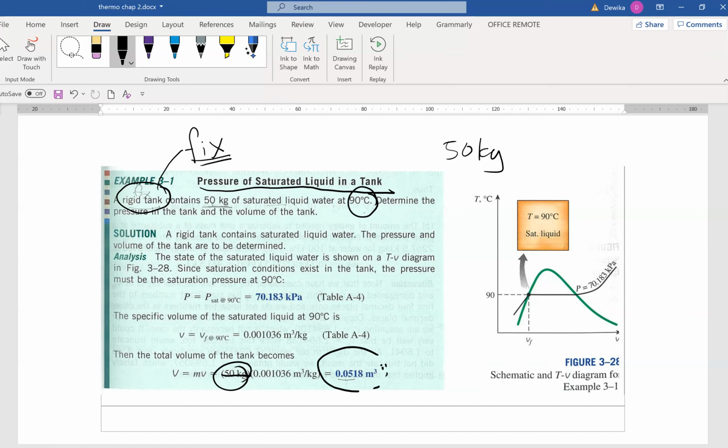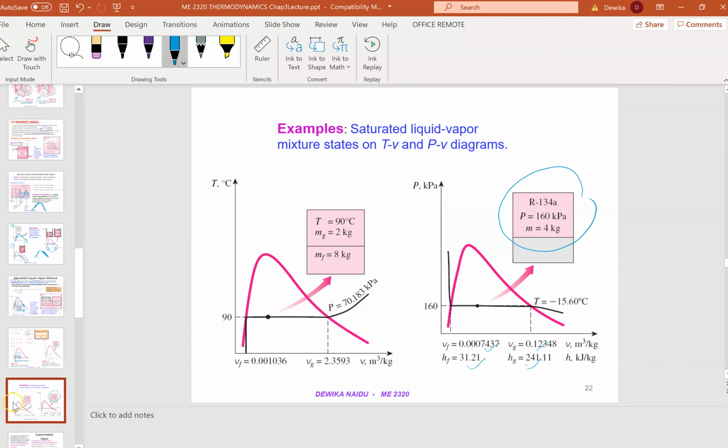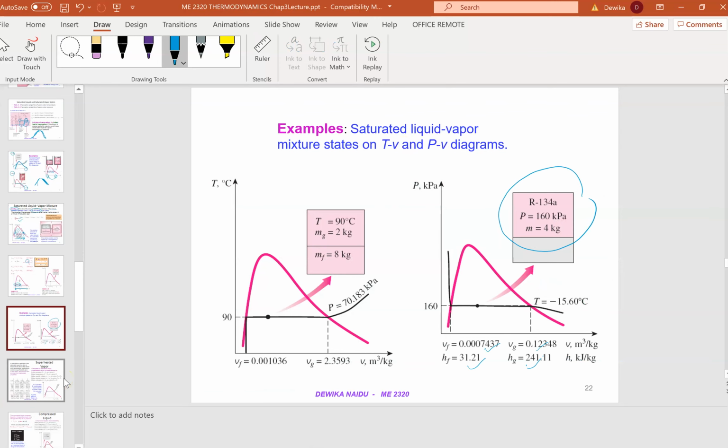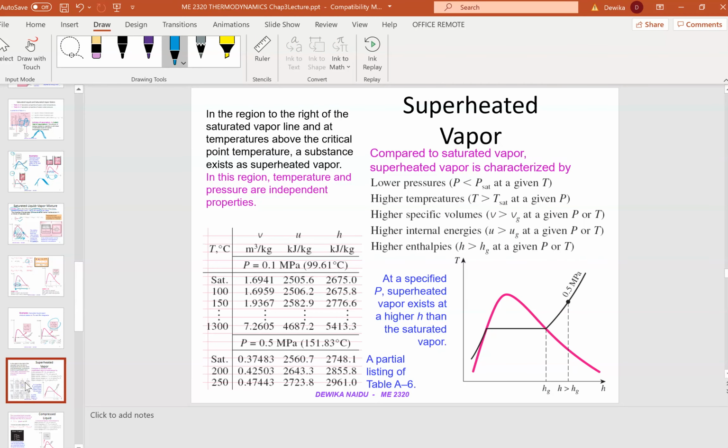Now I'm going to move on to 3.5. I've done 3.5. Let me see. I will still have to cover a bit more in 3.5. Let's move on to the next one, which is superheated vapor.